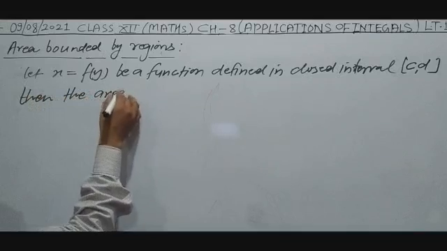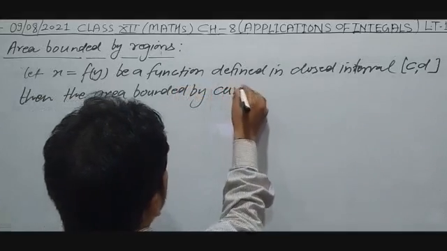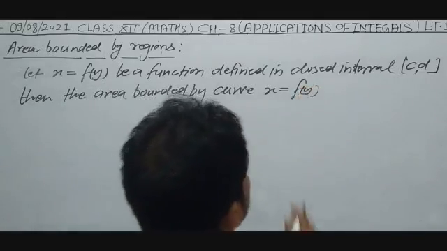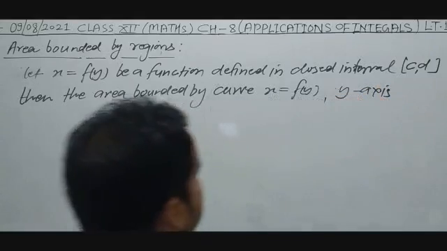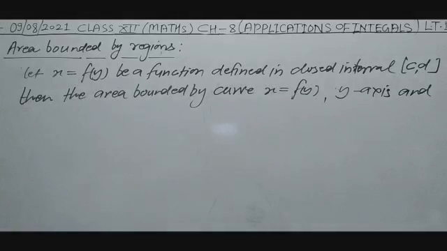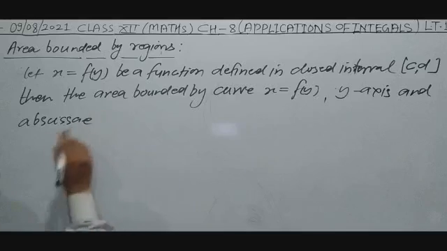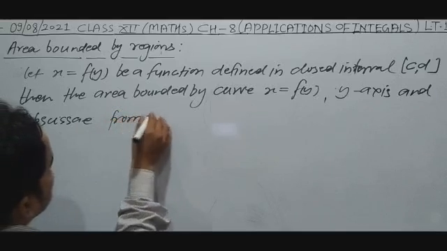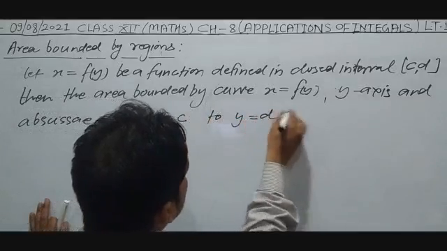the area bounded by the curve x is equal to f(y), the y axis and the abscissa from y is equal to C to y is equal to D.